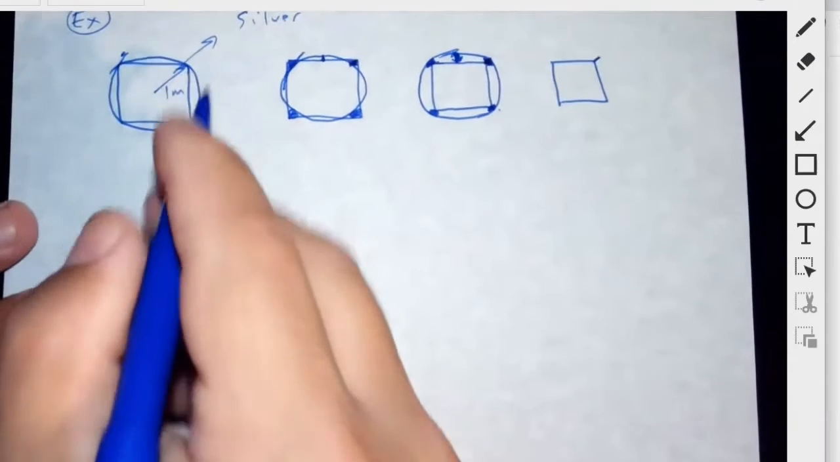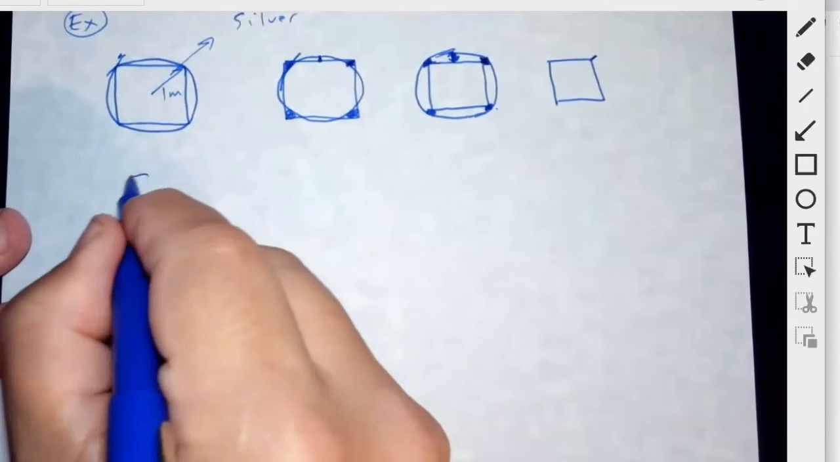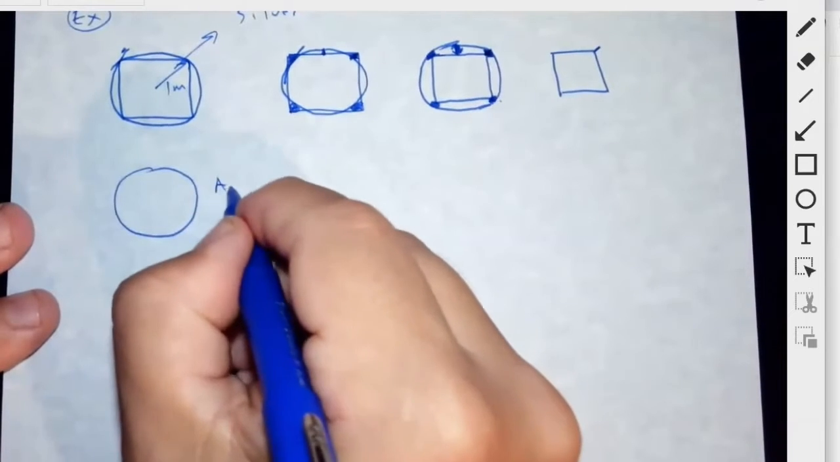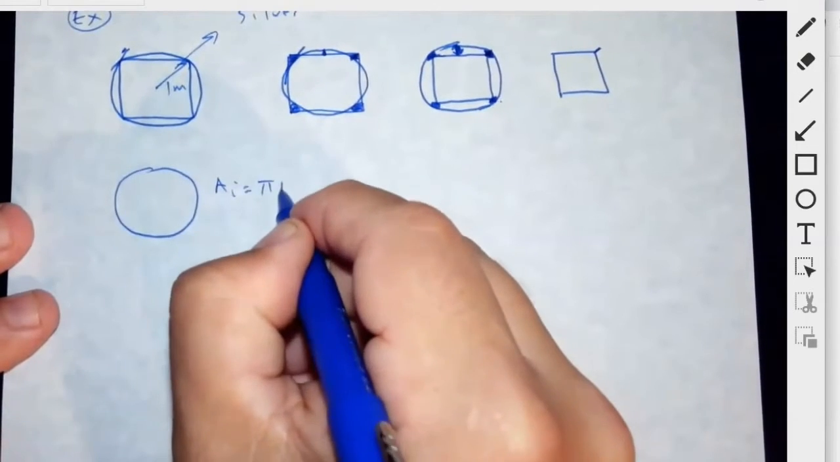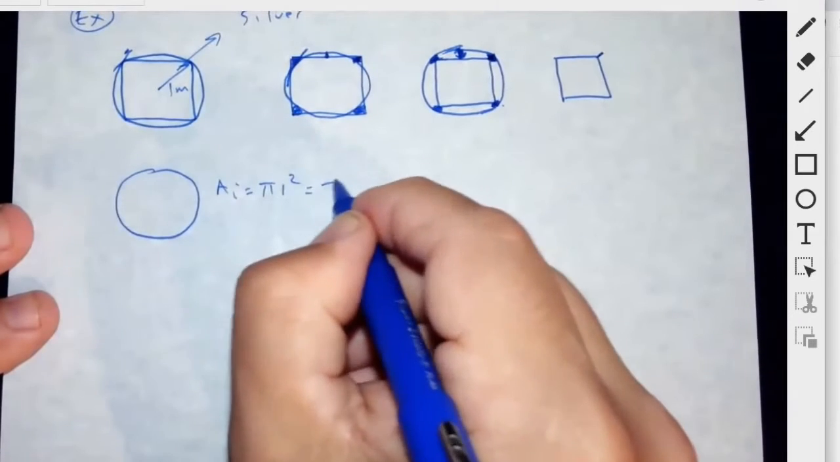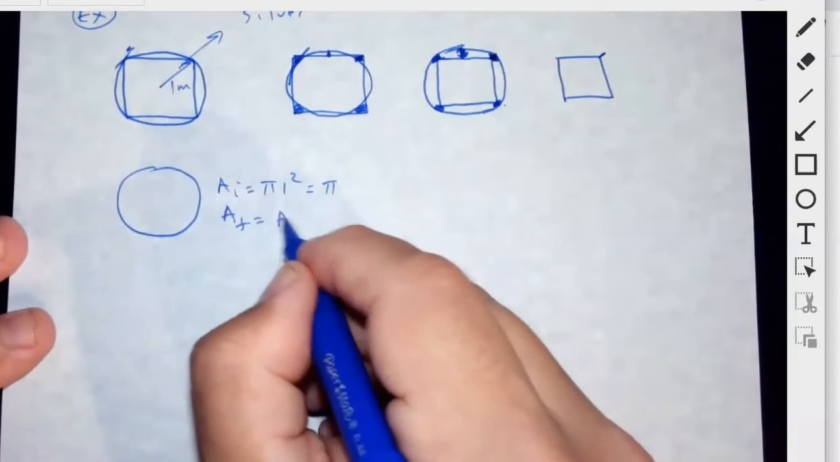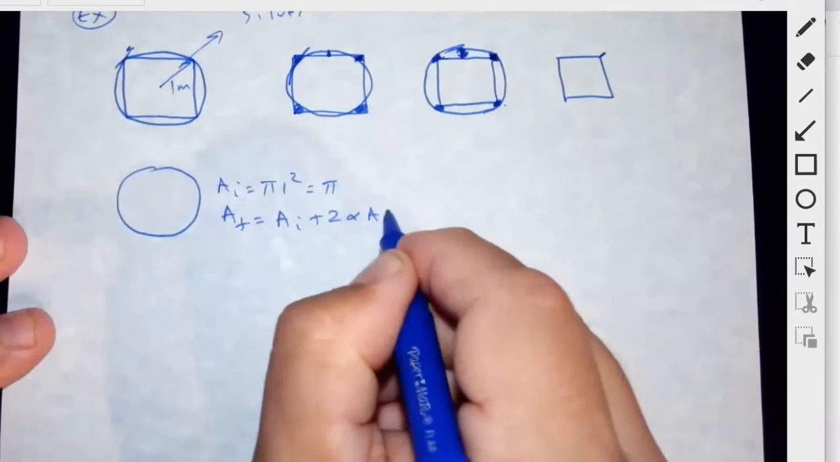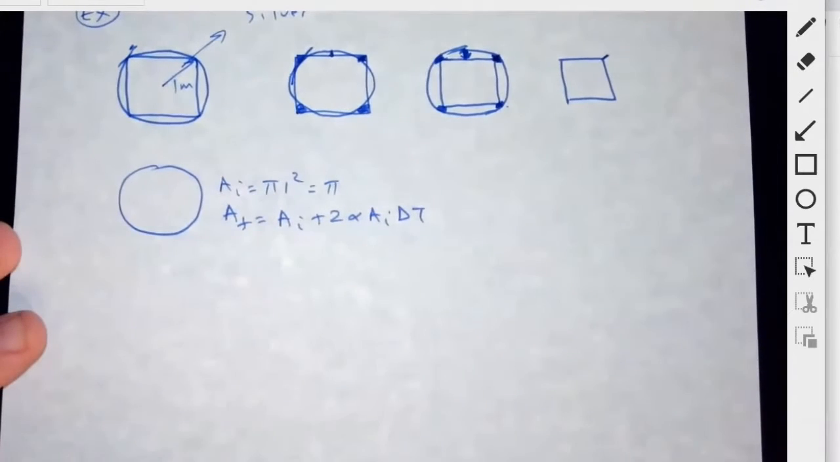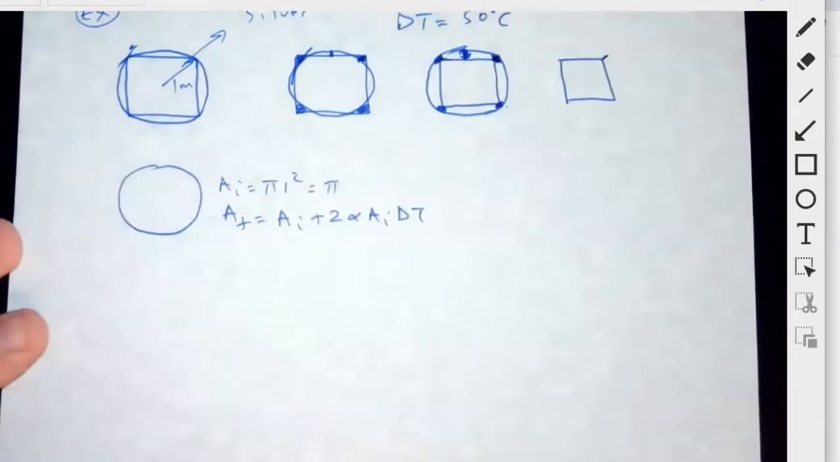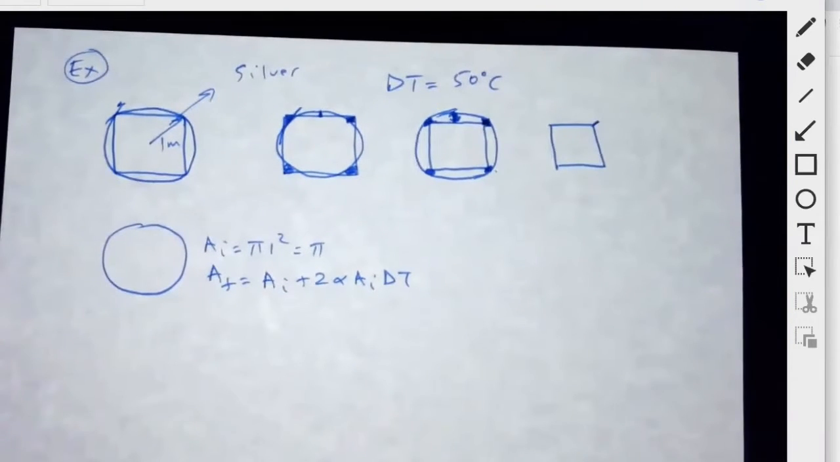So let's focus on the circle, since we already know its radius. The original area is pi times 1 squared, so it's just pi. The final area is going to be the original area plus 2 alpha original area delta t. I'm going to give it some change in temperature, let's say 50 Celsius. So let's say I heat them up by 50 Celsius.